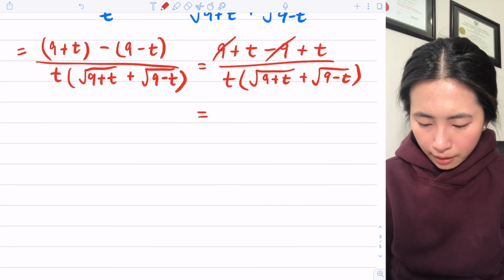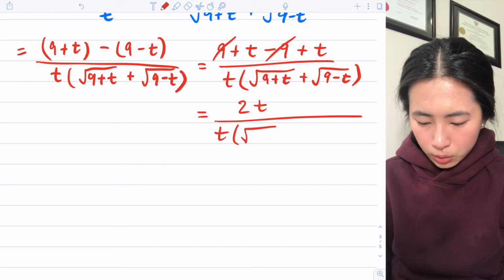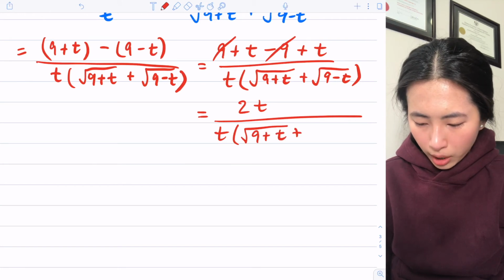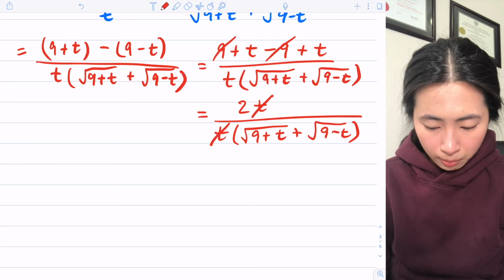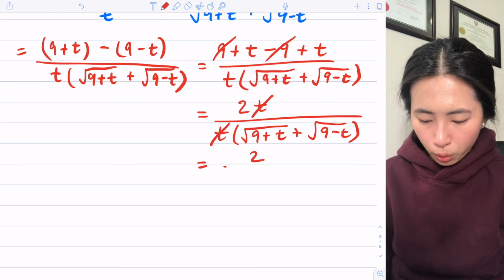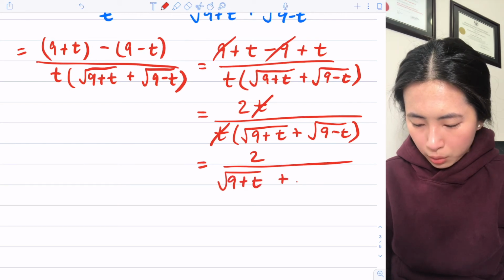So we see that we have 2t in our numerator over t in our denominator times square root of 9 plus t plus square root of 9 minus t. We can cancel out t in both our numerator and our denominator, so we're left with 2 over square root of 9 plus t plus square root of 9 minus t.